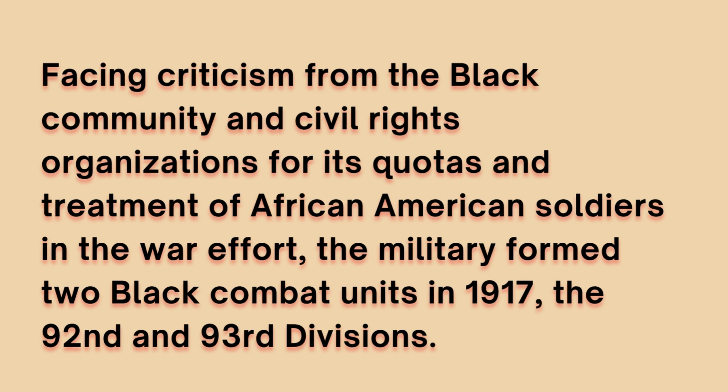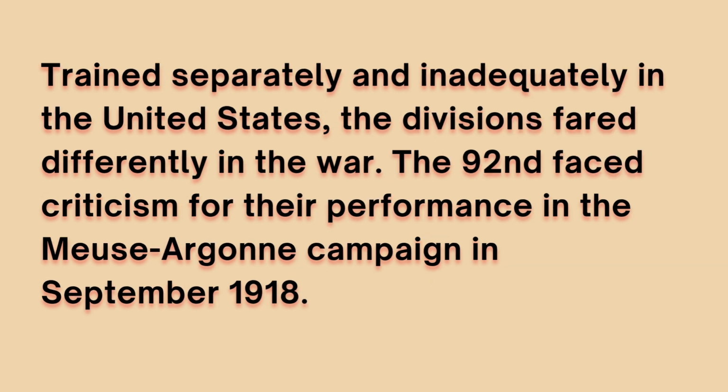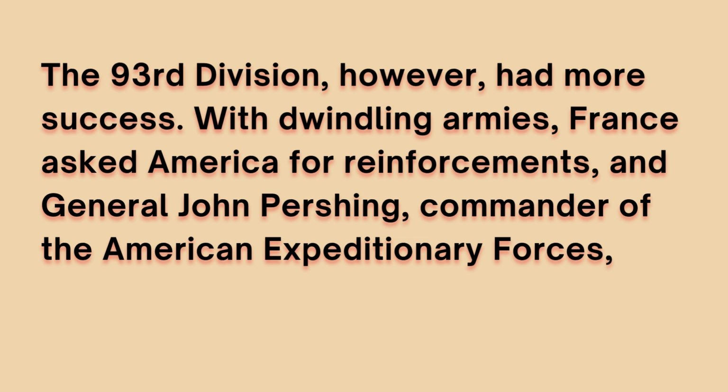Facing criticism from the black community and civil rights organizations for its quotas and treatment of African American soldiers in the war effort, the military formed 2 black combat units in 1917, the 92nd and 93rd Divisions. Trained separately and inadequately in the United States, the divisions fared differently in the war. The 92nd faced criticism for their performance in the Meuse-Argonne campaign in September 1918. The 93rd Division, however, had more success.